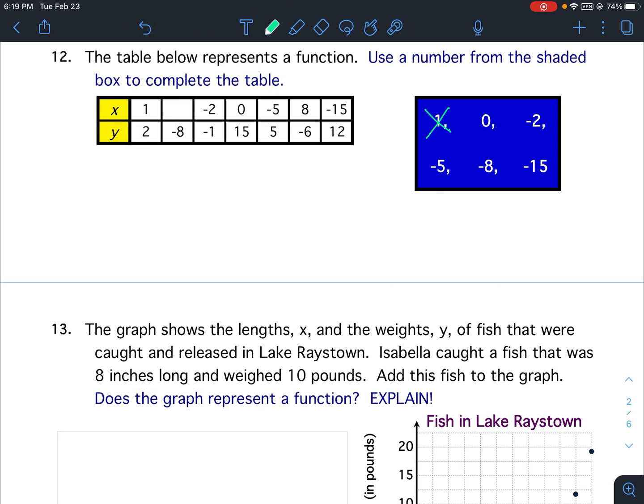So you have to find the number in here that if you placed it in this box, it would keep it a function. We want it to remain a function. Pause your video and do that now.